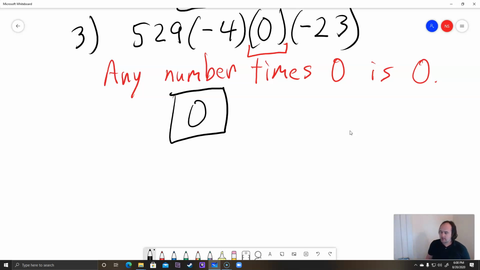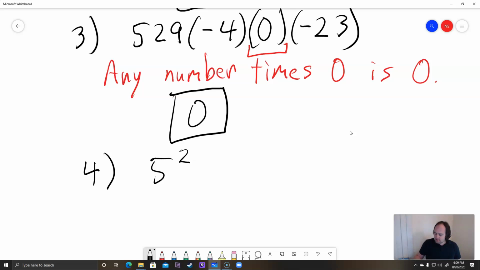Okay, so the next thing I wanted to talk about is exponents. They're sort of a type of multiplication. So let's go over exponents. Problem number 4, let's do 5 squared, or 5 to the second power.